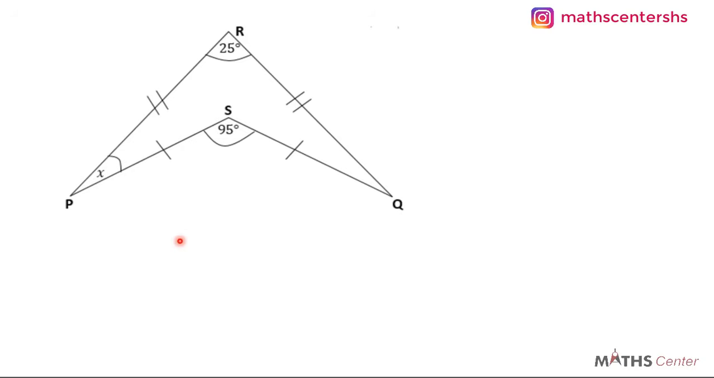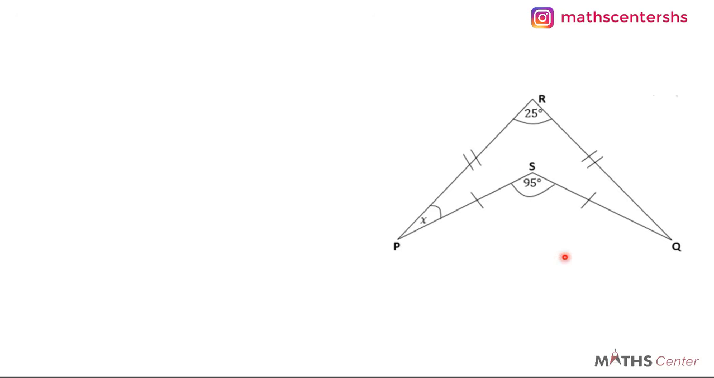Let's consider the next one. So we have this diagram here and we are supposed to find the value of S here. Now you can see that this is a quadrilateral, a four-sided figure.